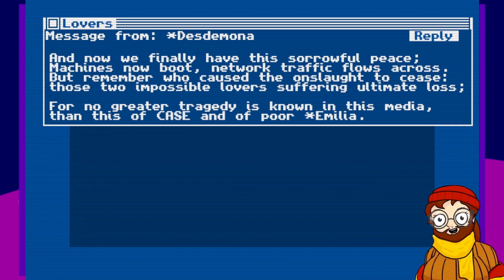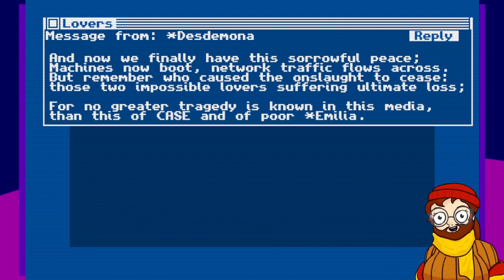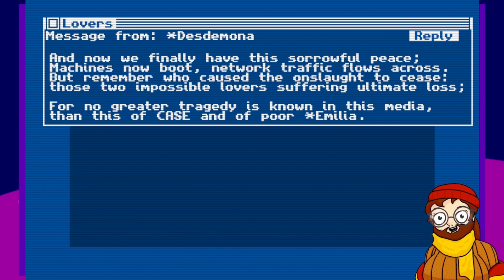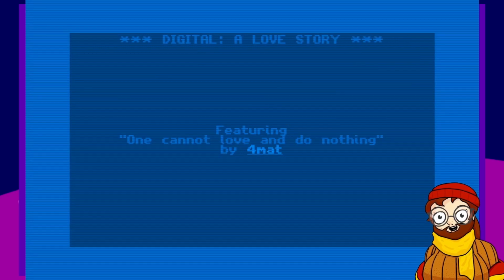And now we finally have this sorrowful piece. The machines now boot. Network traffic flows across. But remember who caused this onslaught to cease? Those two impossible lovers suffering ultimate loss. For no greater tragedy is known in this media than this of Case and their dear Amelia. Or something like that.